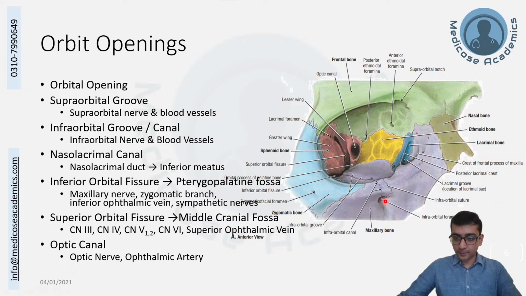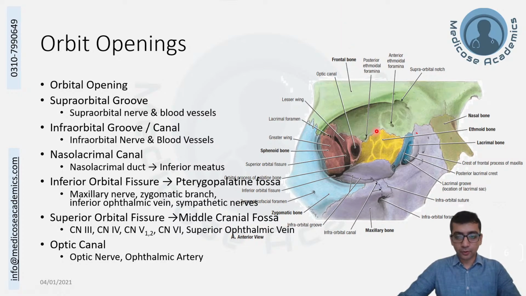That brings us to this foramen, the infraorbital canal. The infraorbital canal houses the artery, vein, and nerve of the same name. It houses the infraorbital nerve, infraorbital artery, and infraorbital vein.